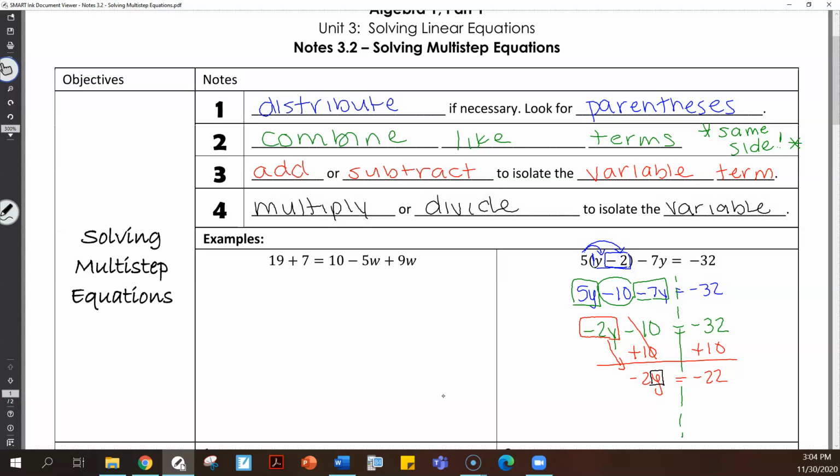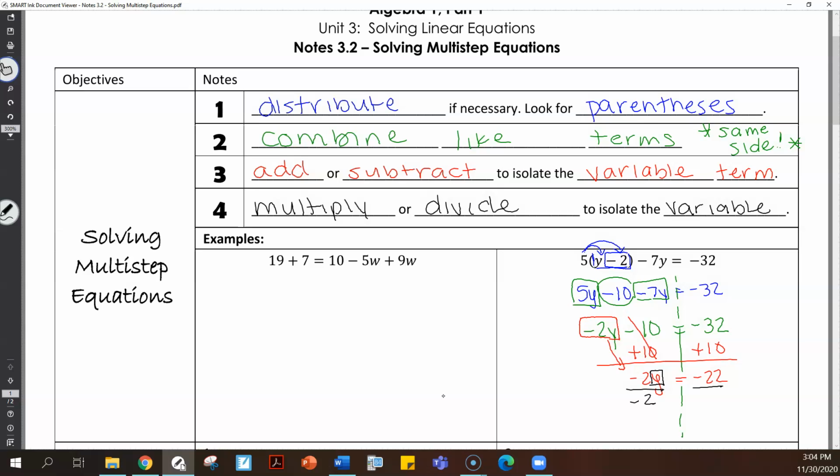So right now this is negative 2 times y. Remember, a number directly next to a variable tells you to multiply. So this is negative 2 times y. I want to undo that multiplication by dividing. And I want to get rid of that negative 2, so I'm going to divide by negative 2.